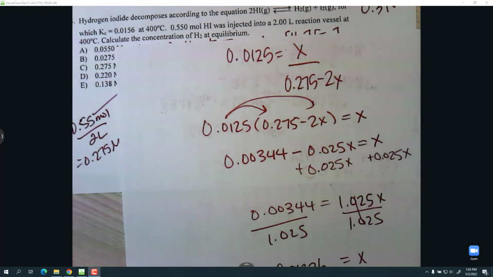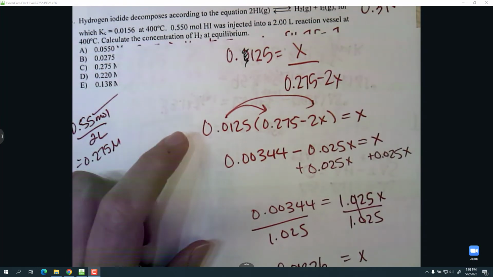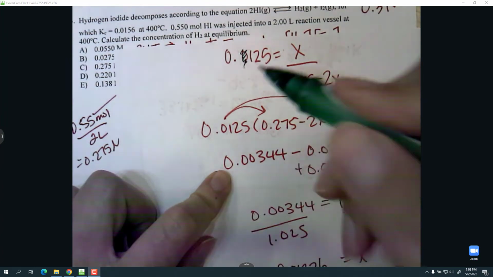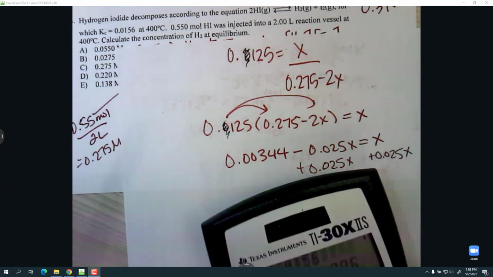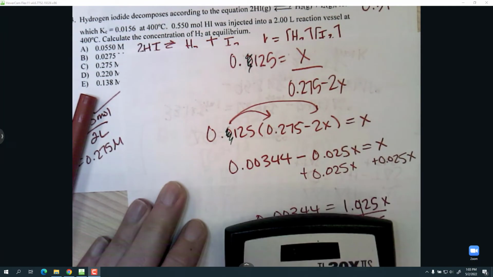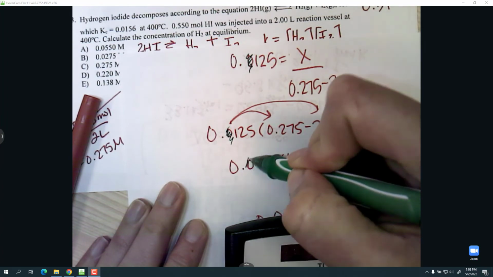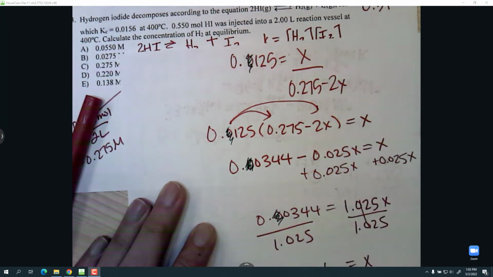Okay, I messed up way back here. I just checked some numbers in my calculator and it was here. I put an extra 0 right here. So there's my mistake. So that's the problem. So then let me go from there. 0.125 times 0.275 is 0.034. Okay, so then that would be that.